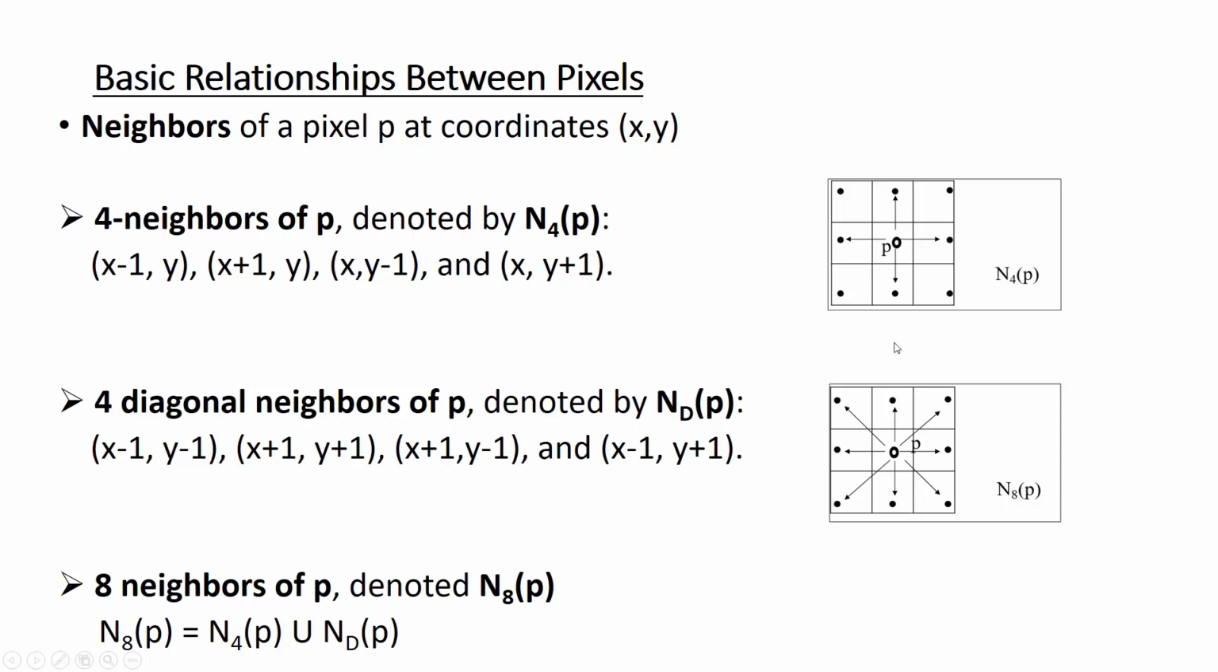If we combine these four diagonal pixels and the four neighbor pixels, they are called the 8 neighbors of P, denoted by N8(P). So N8(P) is equal to N4(P) union ND(P). If P is a boundary pixel, then both ND(P), the diagonal pixels, and N8(P) will have fewer pixels.